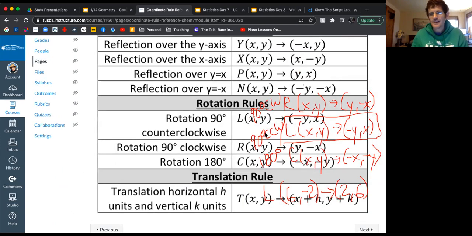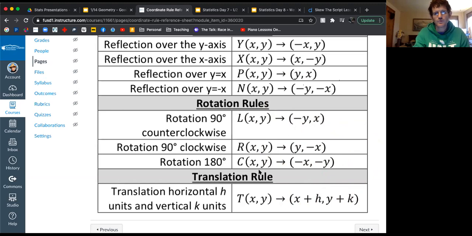Okay, that's just about all there is. We've learned all these rules. Now we're just going to spend a few days practicing how to use them and using them in different ways.